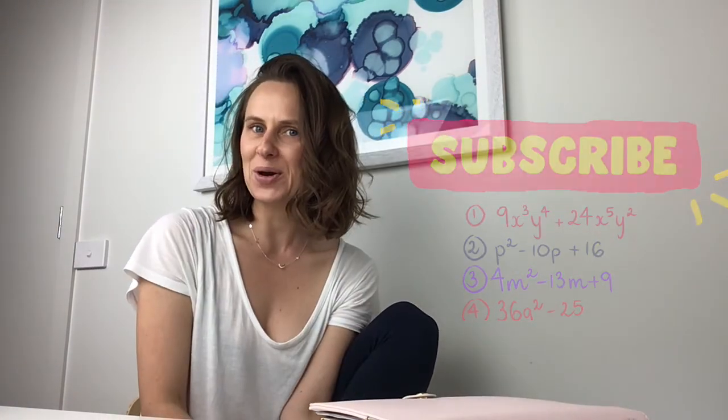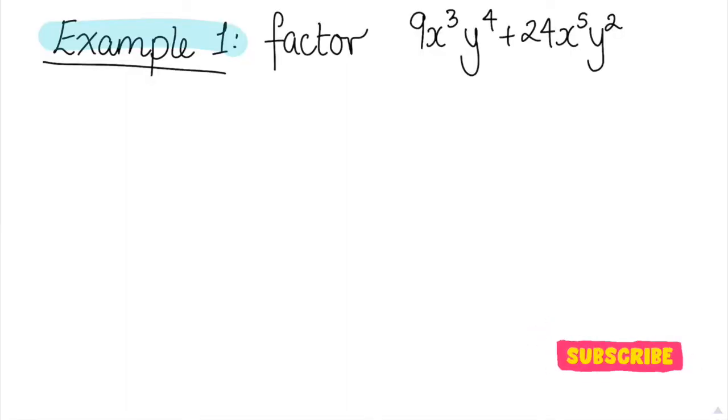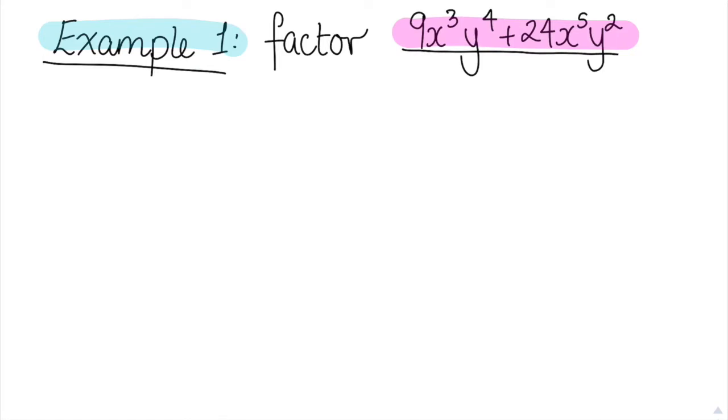Okay, let's go. In this first example, we are being asked to factor this expression here. Our first step requires us to take out a greatest common factor. So what that means is we need to identify the greatest expression that will go into each one of these terms. I like to focus on the numbers first. We've got 9 and 24. The greatest number that can go into each of those is 3.